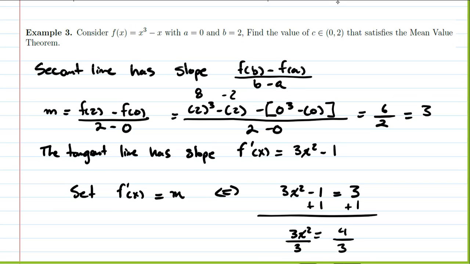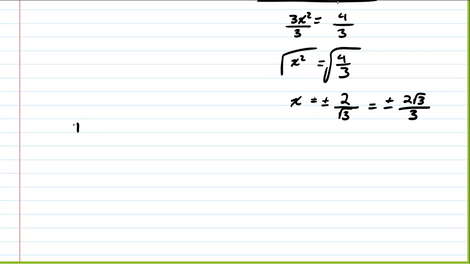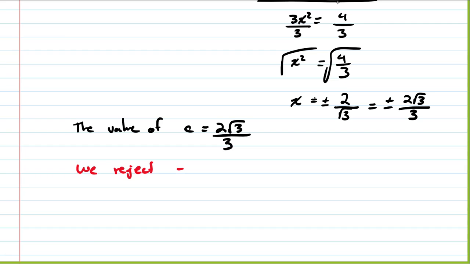We're only concerned with the interval (0, 2), so we don't need the negative solution. So the value of c is the positive root, and we reject negative 2 square root of 3 over 3 because it is not in the interval (0, 2), right? So the smallest value in our interval is going to be 0.